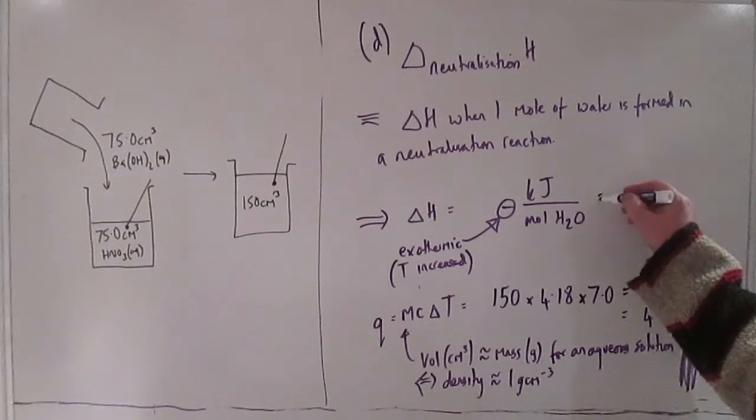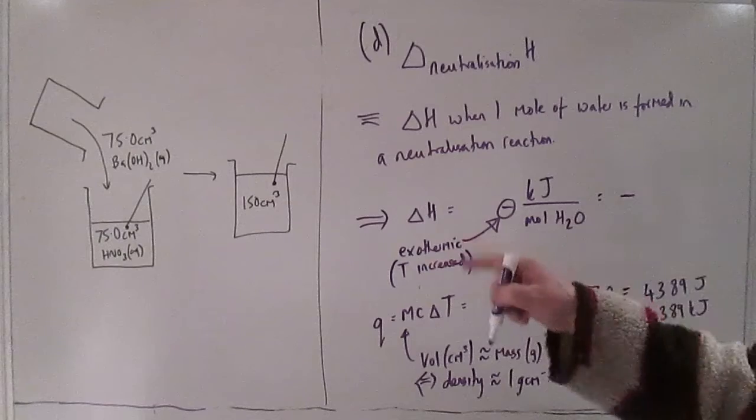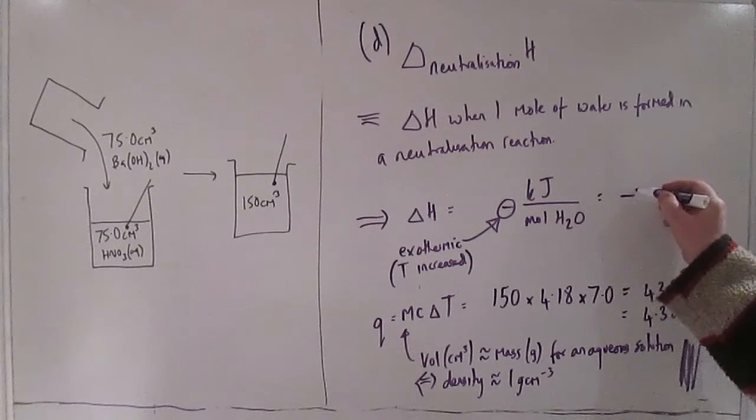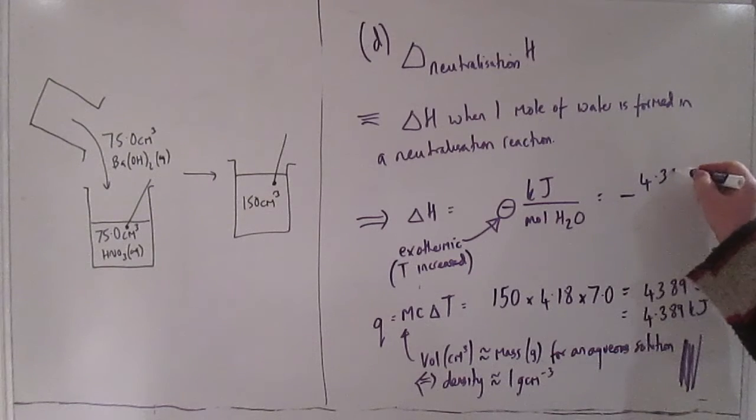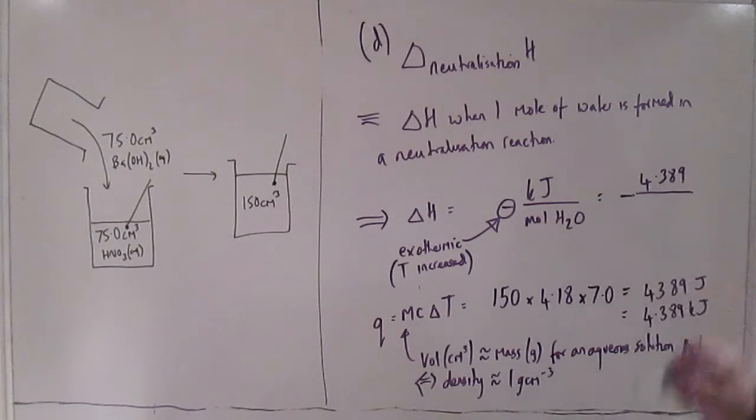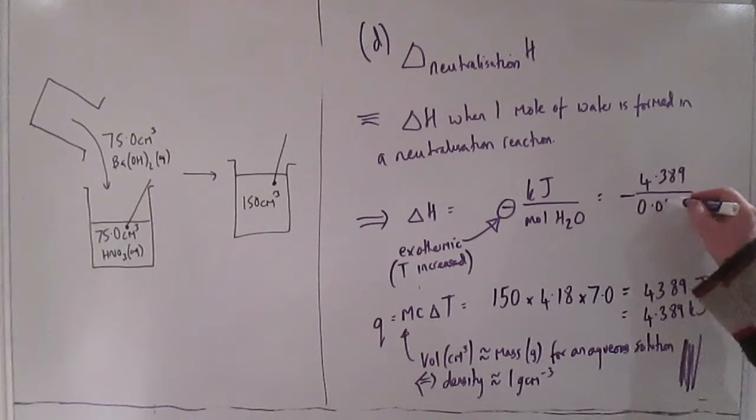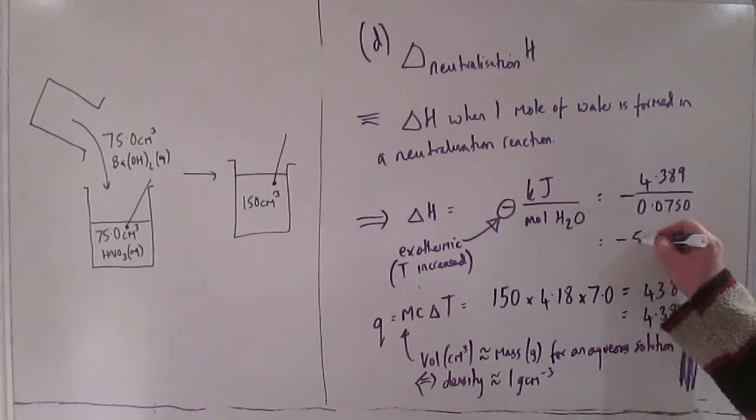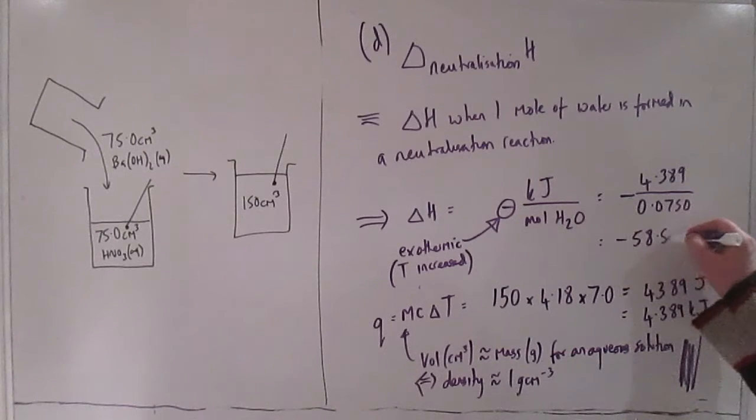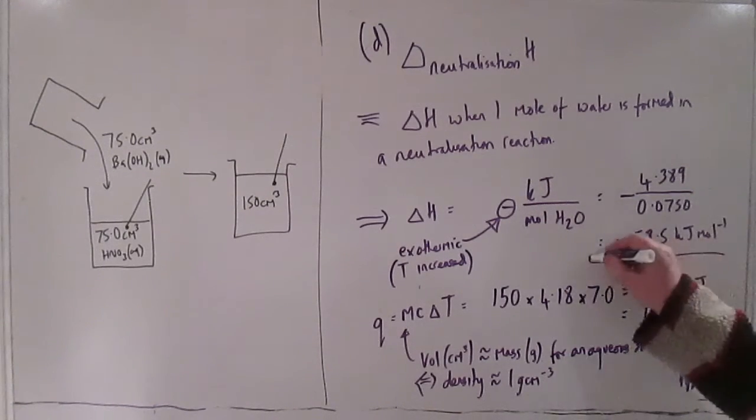So that's equal to minus, because it's exothermic, temperature went up, so the sign of delta H must be negative. So minus 4.389 divided by 0.0750, which was the moles of water formed, and that works out as minus 58.5 kilojoules per mole for the delta H of neutralization.